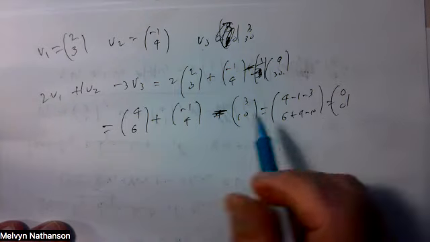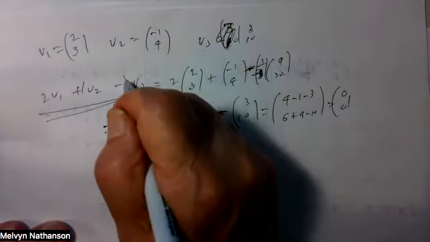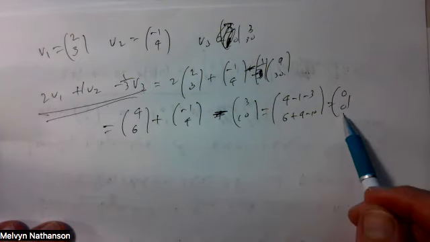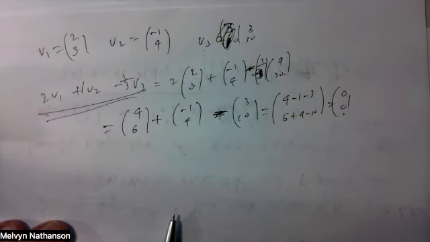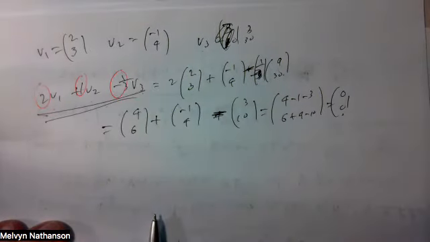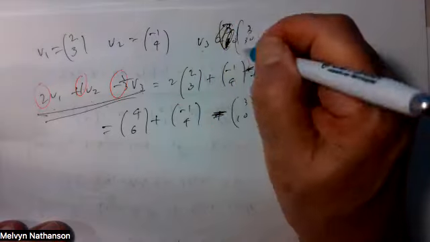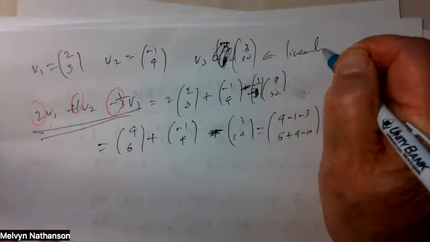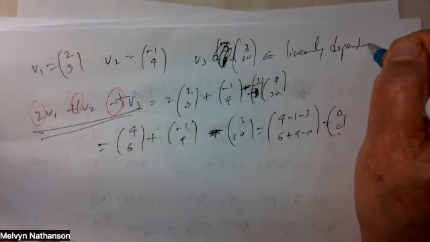That's (0, 0). So here I have a linear combination of the vectors v1, v2, and v3, which gives the 0 vector. But the coefficients are not all 0. In fact, none of them is 0. So these three vectors are linearly dependent.